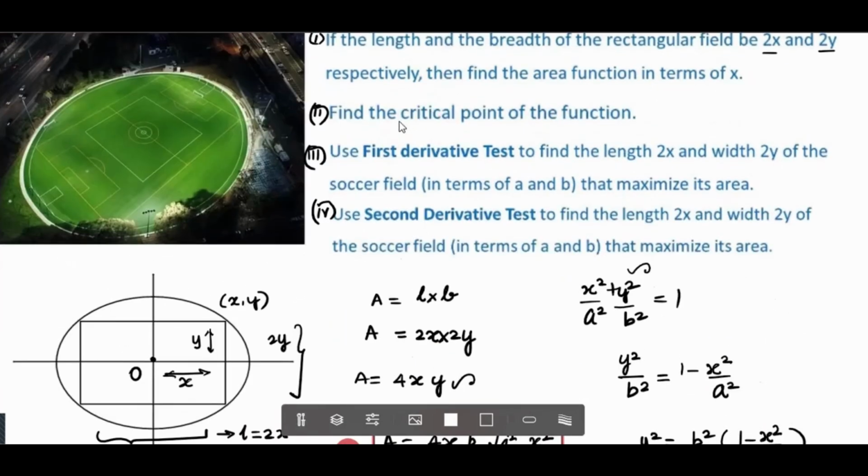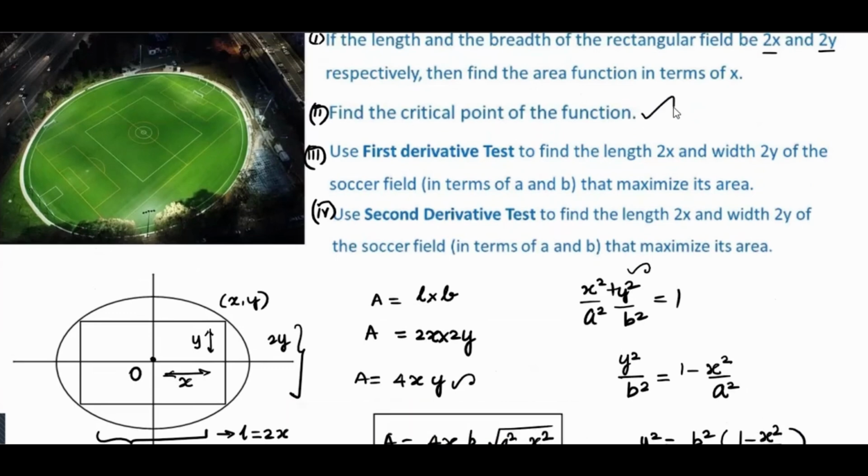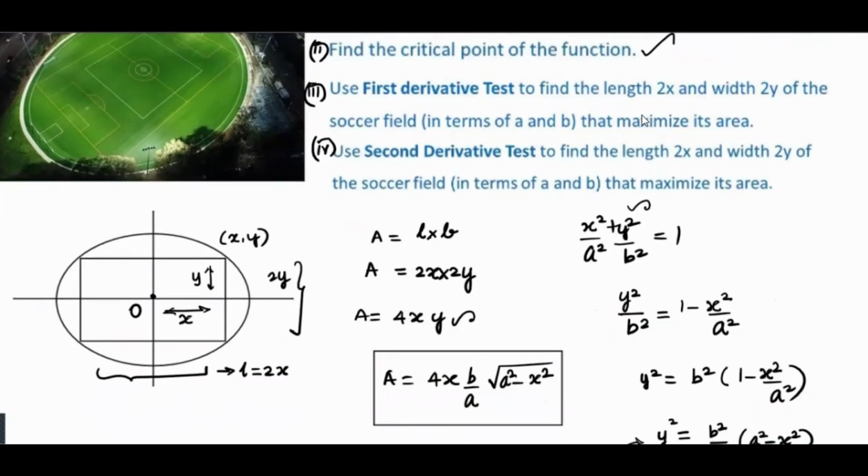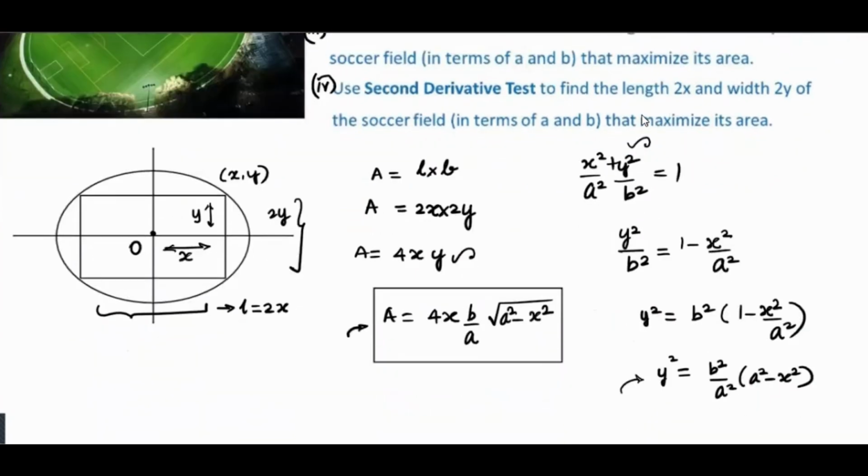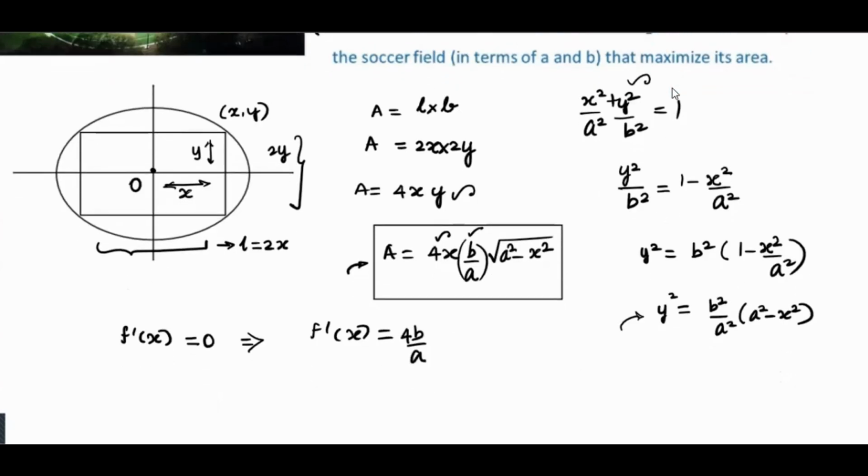So the second subdivision would be find the critical point of the function. So for solving this, we need to differentiate the function and equate it to 0. This is the area function, and we need to differentiate: f dash of x is equal to 0. So that would be here 4b by a. They're all constant. So f dash of x would be equal to, I'm keeping 4b by a constant outside. So it can be differentiated using UV differentiation rules. So I'm writing it here.